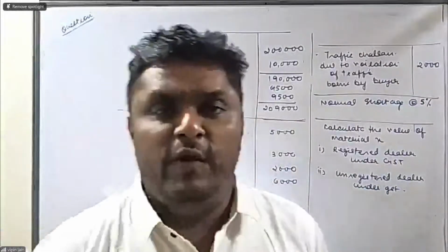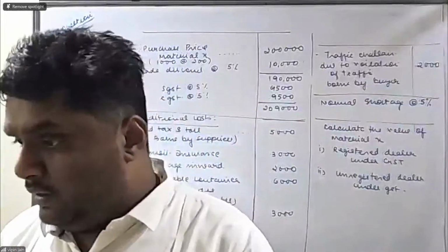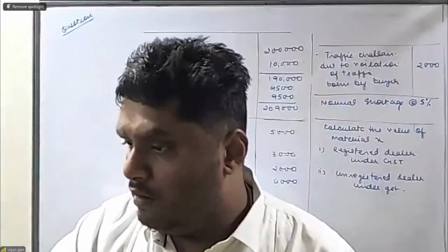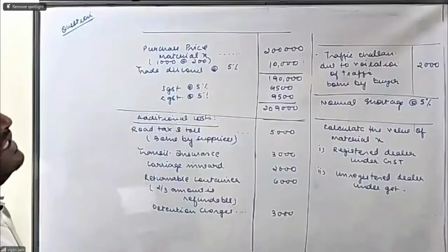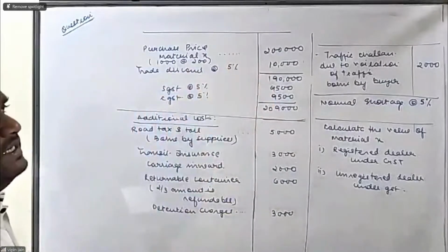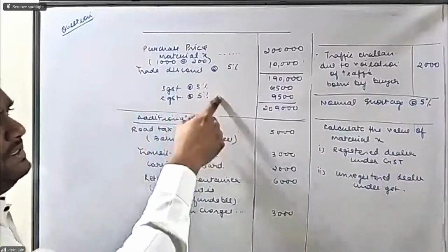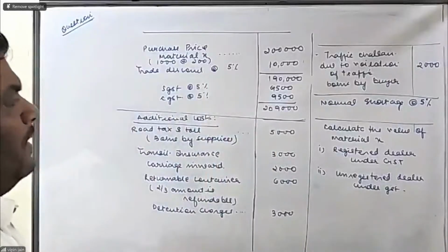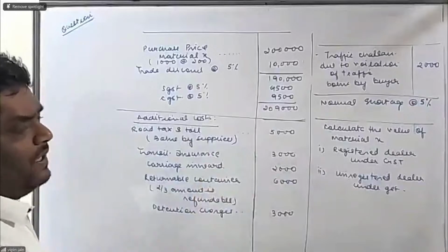So this is the question for you guys. Thank you so much, Salesh, and thank you so much, Rohan. Anyways, so the purchase price of the material is 2 lakh. The trade discount at the rate of 5% is 10,000. So the net amount is 1,90,000. These are the CGST and SGST. So it's total 2,09,000. Now, additional cost, road tax and toll tax borne by the supplier, that is 5,000.